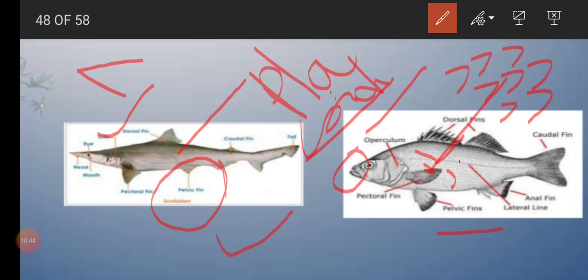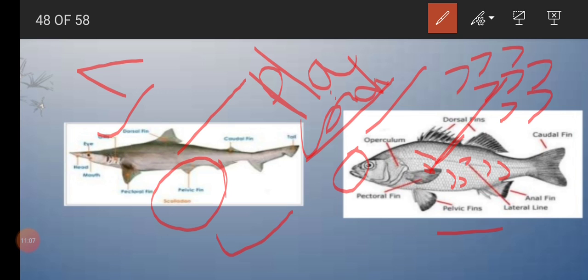In the whole body we can see these cycloid or ctenoid scales. Is that clear, children? Here the mouth is ventral, here the mouth is terminal. In Chondrichthyes there is no operculum, only gill slits. Here the operculum will be present. In the pelvic fins we can see hook-like claspers, but they are absent in the Osteichthyes.